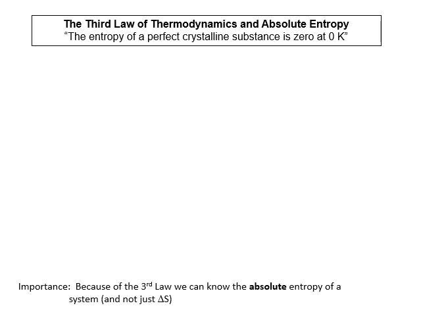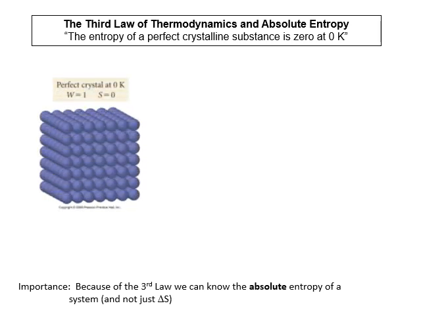The third law of thermodynamics states that the entropy of a perfect crystalline substance is zero at 0 Kelvin. This is because there's only one way to arrange the atoms in a perfect crystalline lattice, and if the particles have no kinetic energy, there is no energy to distribute. This means that the number of microstates is 1, and the natural log of 1 is 0, so S will be 0.